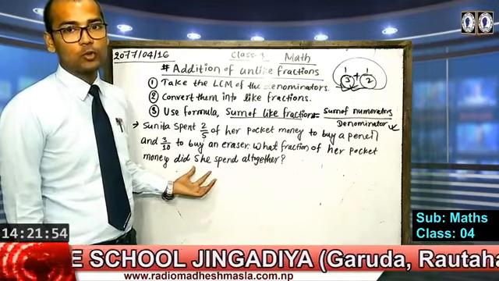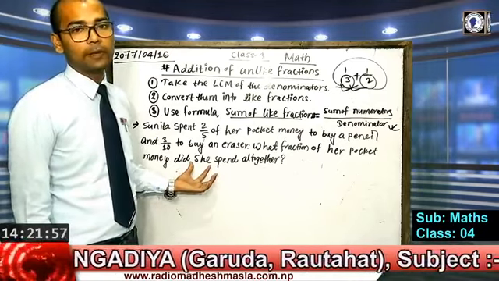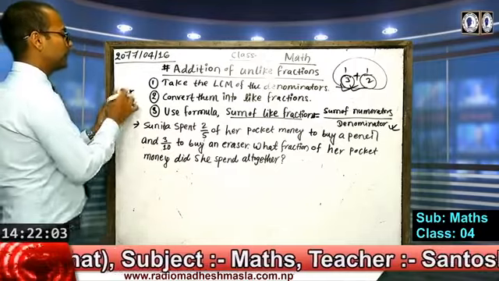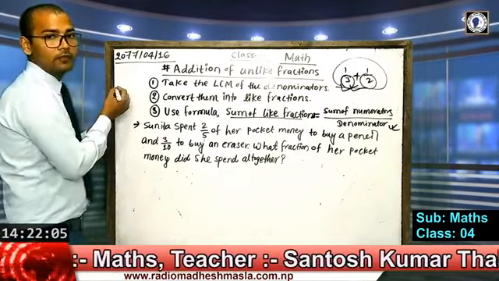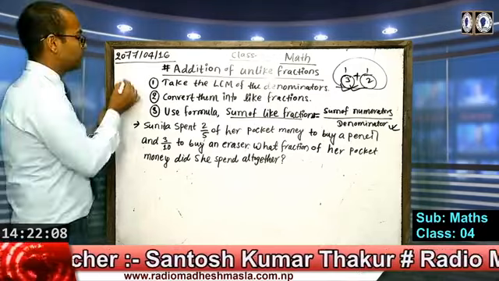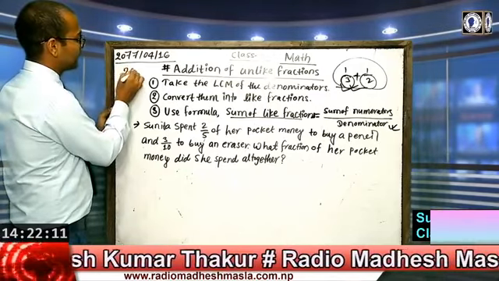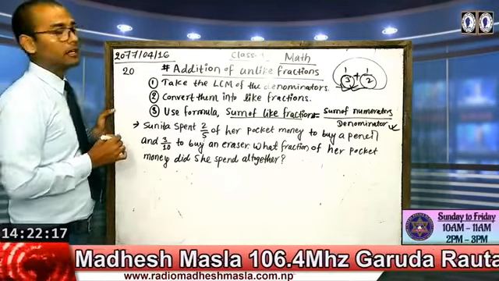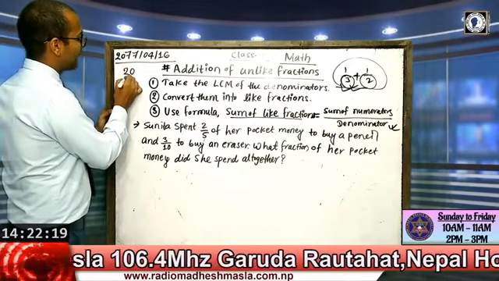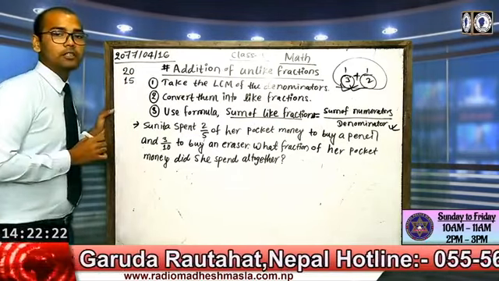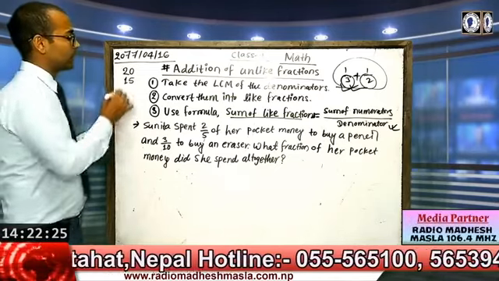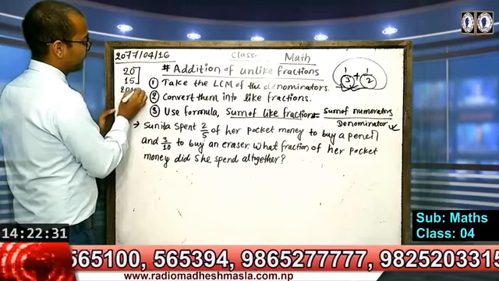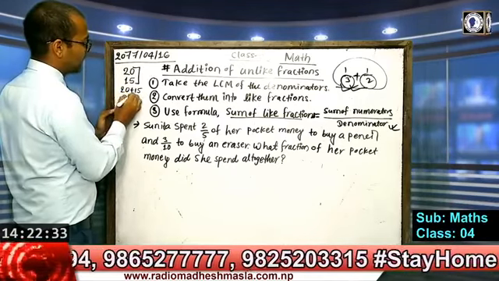Totally, how much money did she spend? Suppose you buy a copy for Rs 20, and the same way one pen for Rs 15. How much money did you spend here? You spent 20 plus 15, altogether 35 rupees.